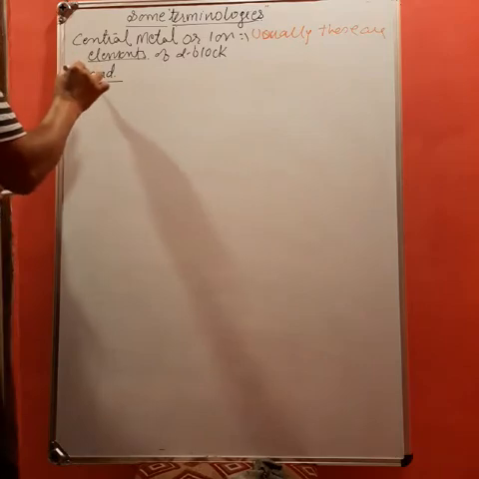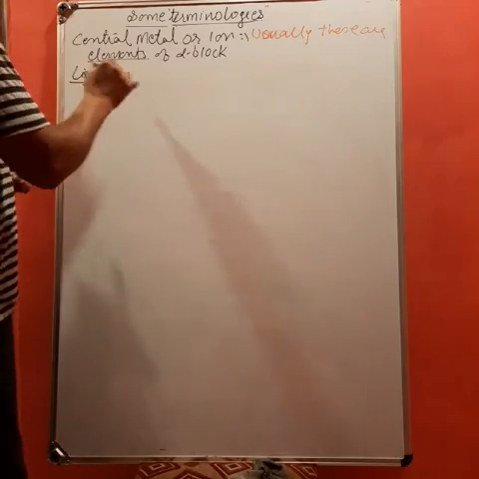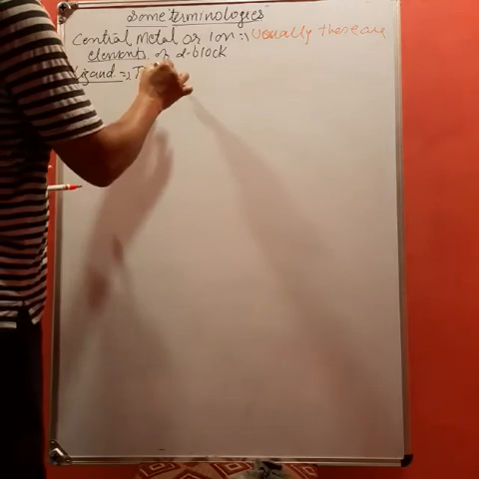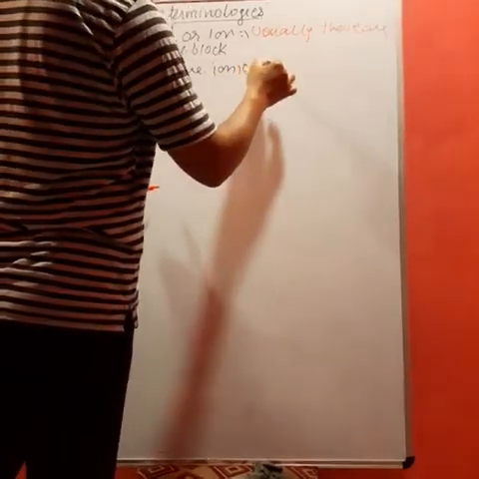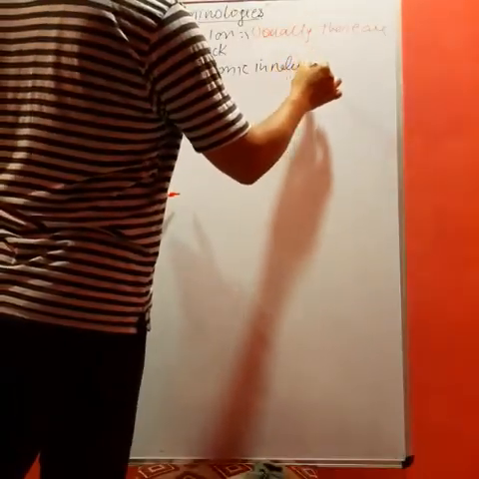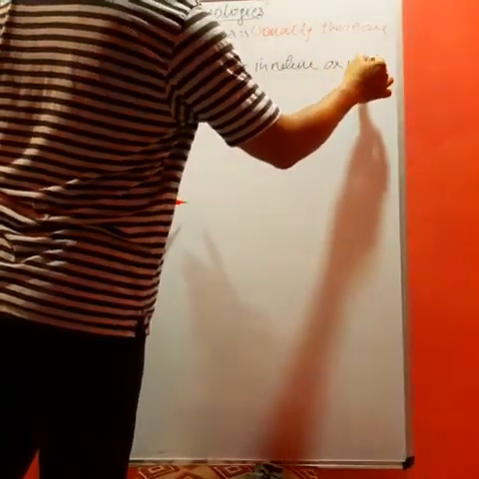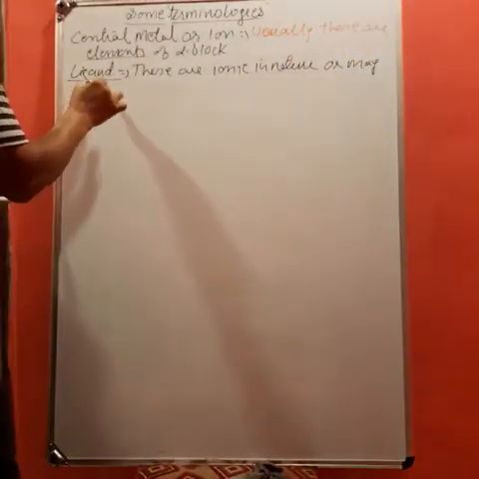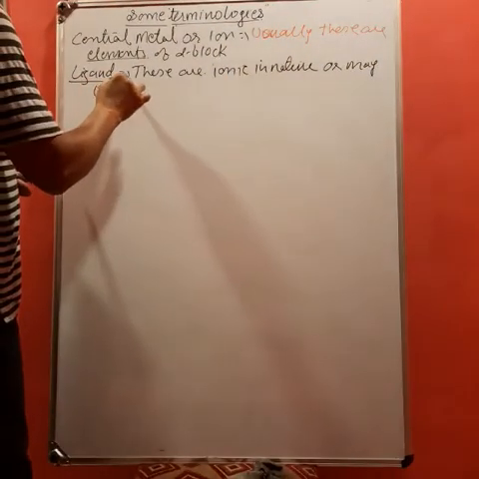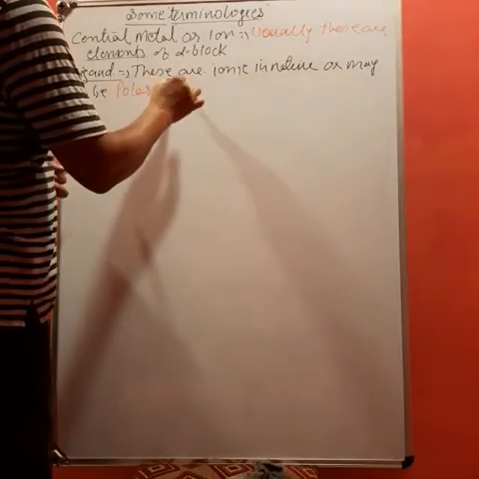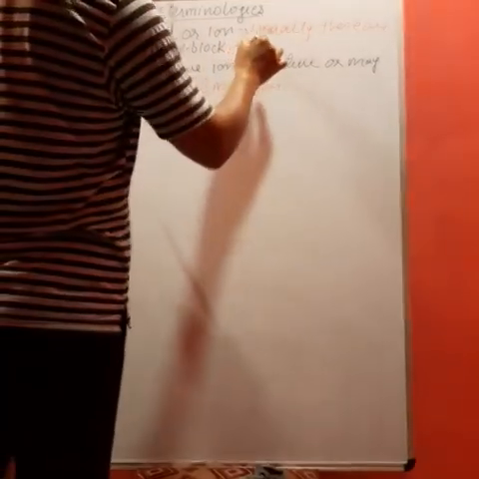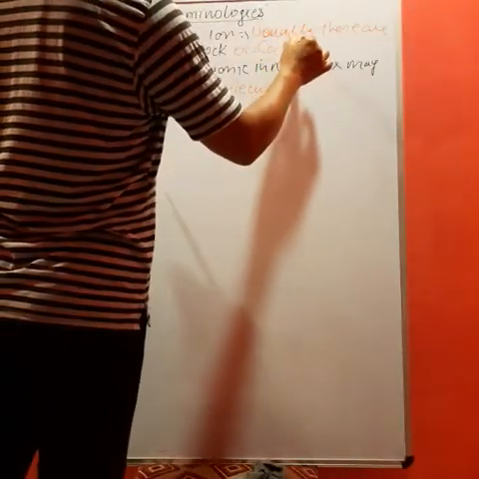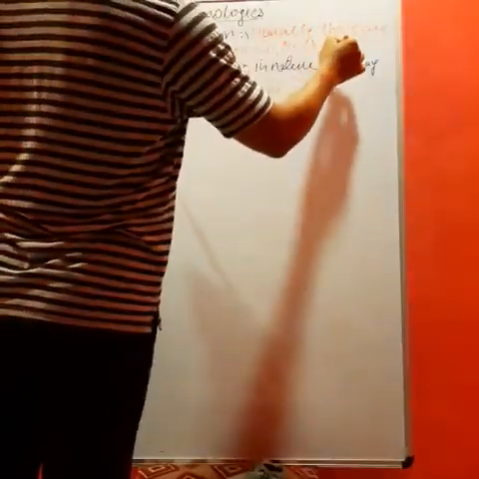Ligand. Ligands are ionic in nature, or may be polar neutral molecules. If you take the example of the d block, there may be cobalt, nickel, chromium, iron.